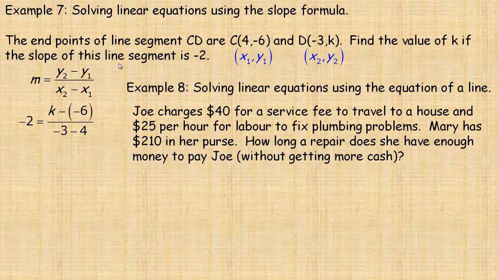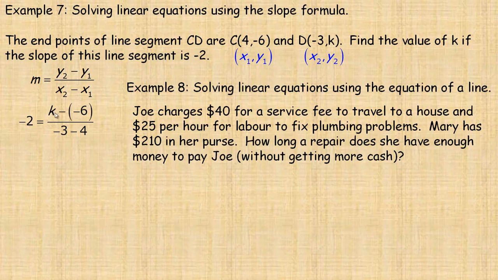On the top it's y2 minus y1, so it would be the k minus the -6. That's what's here. And x2 minus x1 in the bottom, in the denominator. So that would be -3 minus the 4. Negative 3 minus 4. And the slope is negative 2. We're told that, so negative 2 goes in place of m here.